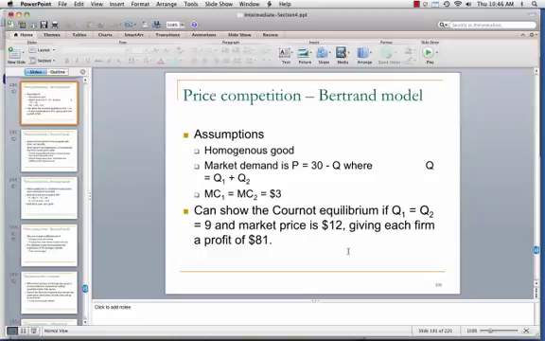So let's keep the same kind of functions we had before. 30 minus Q being our inverse demand curve. Marginal costs, let's keep them the same, but this time we're going to make it a positive number, 3. And we could just quickly solve the Cournot equilibrium, and that would be 9. Our market price would then have to be 12. Each firm would have a profit of $81.